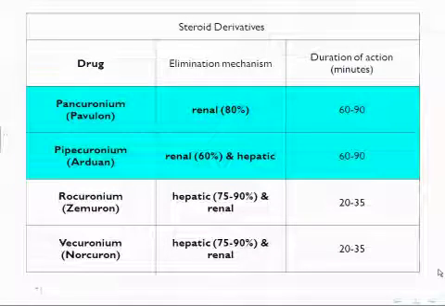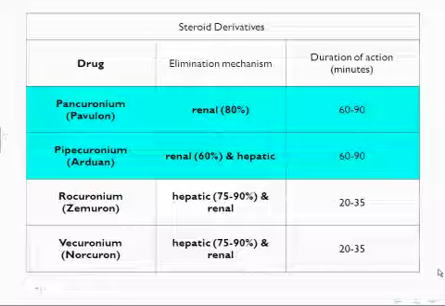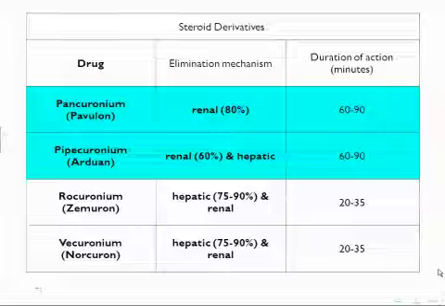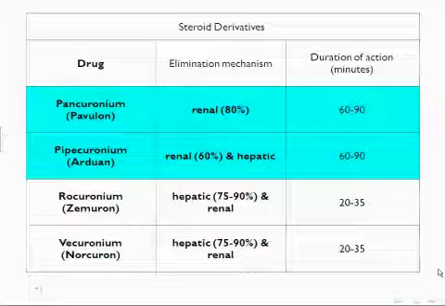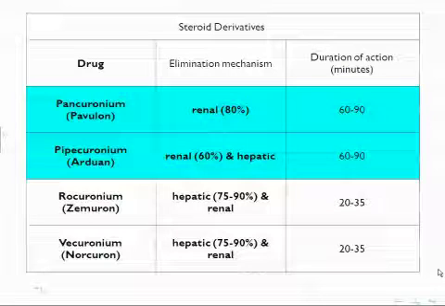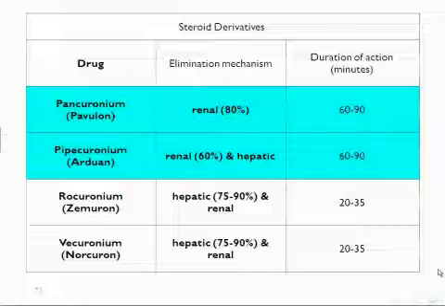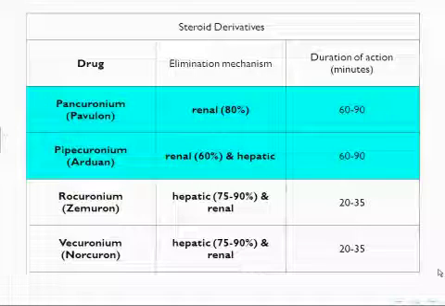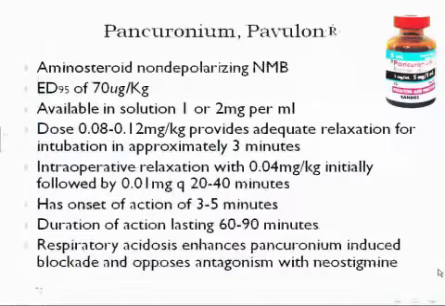The kidney is 80% responsible for Pavulon's breakdown. So if you have somebody with renal failure, Pavulon's really not a good choice. Rocuronium and vecuronium are more extensively hepatically metabolized and then renally excreted. Okay? And the duration of action of these monoquaternary compounds is 20 to 35 minutes, versus Pavulon, which has a duration of action of 60 to 90 minutes, which makes it a long-acting agent.